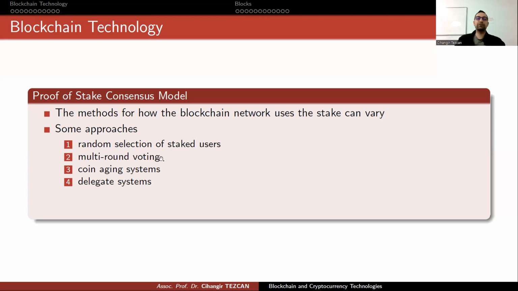You can do multi-round voting or a coin aging system. In the coin aging system, in order to take part in staking, the coins have to be old. You cannot just use newly minted coins, and so on. So there are different ideas here. For instance, in coin aging, it depends on how old the coin is before you can use it. Also, there are delegate systems, and again, there are many variants.